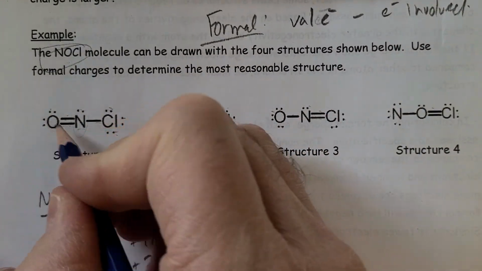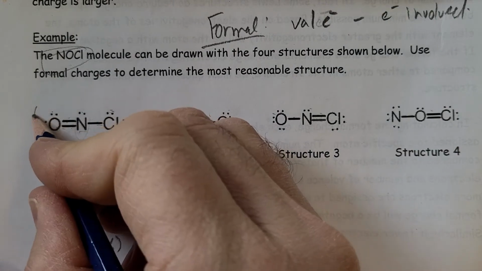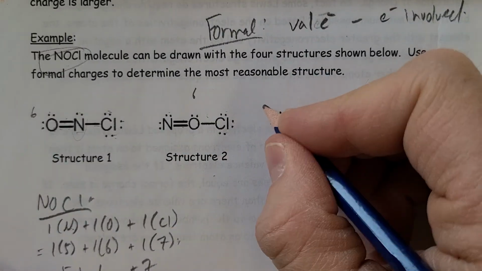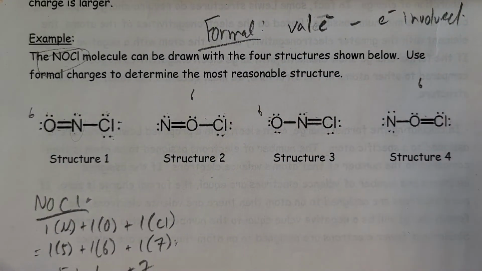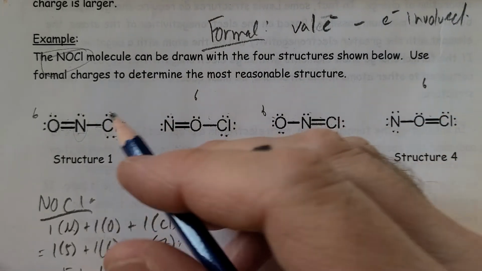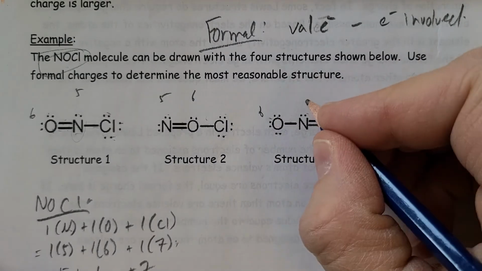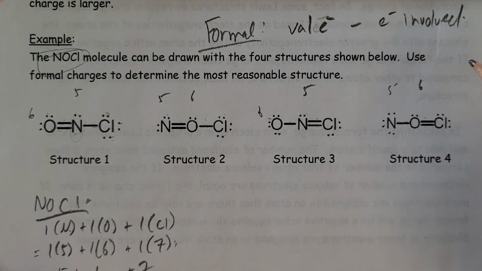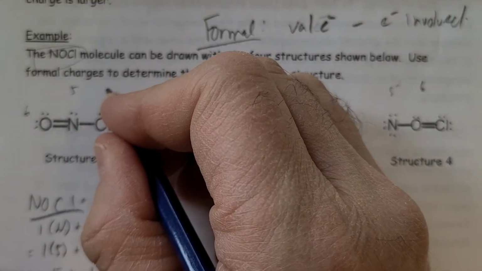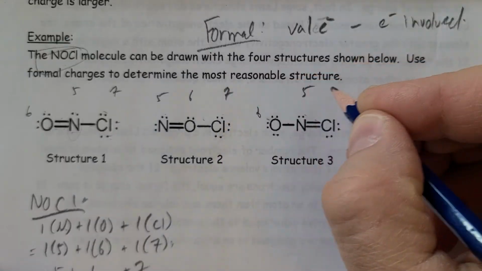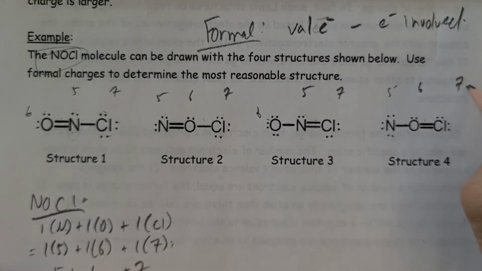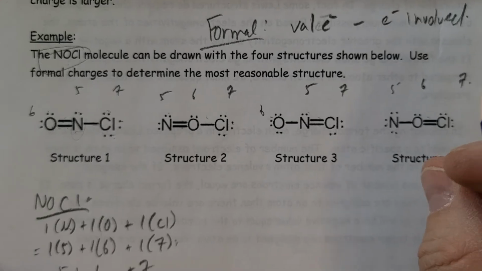So let's look at this oxygen. Oxygen, of course, is group 6, so it should have 6 electrons, right? And nitrogen is group 5, so it should have 5 electrons. And chlorine is group 7, so it should have 7 electrons. But let's take a look at the number of electrons involved here.